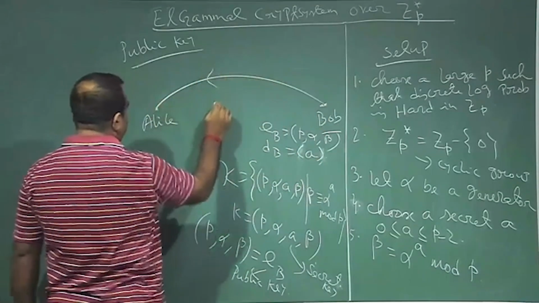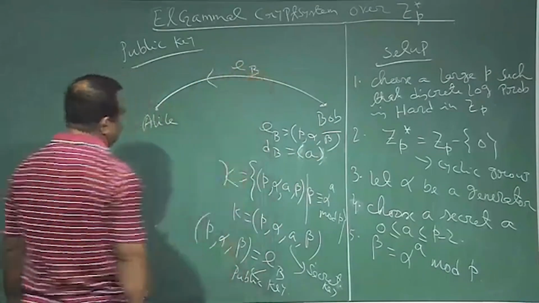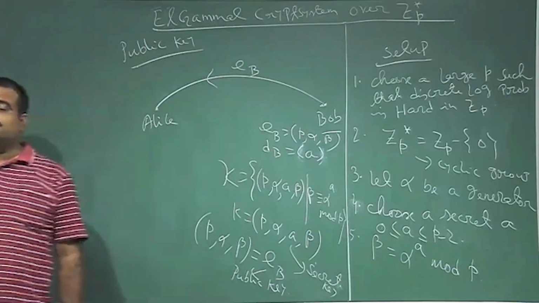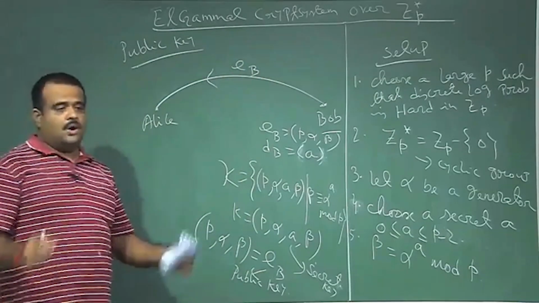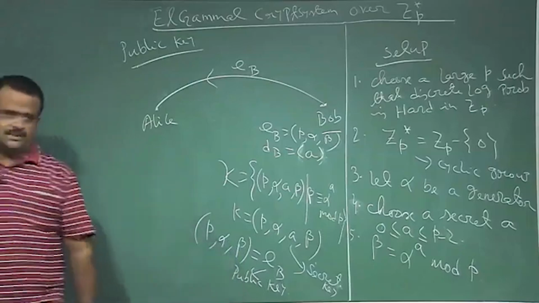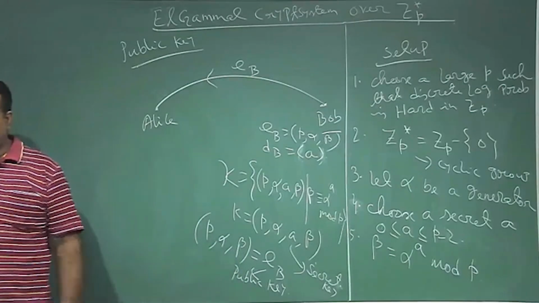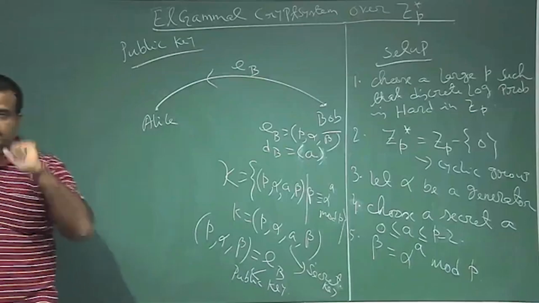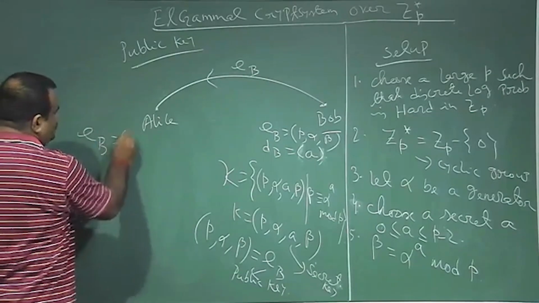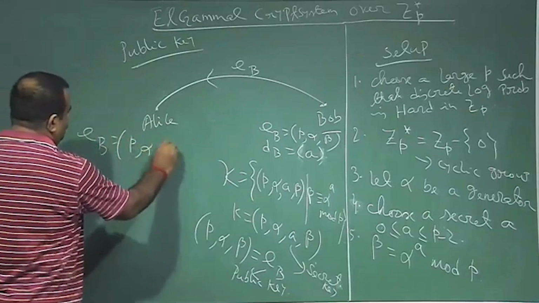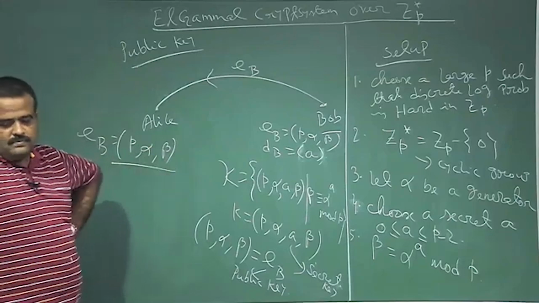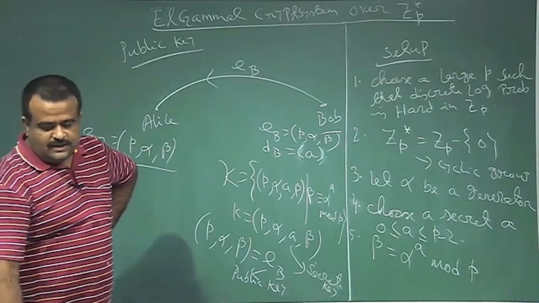So Bob sends this EB over the public channel to Alice, because Alice wants to send a message to Bob. So Alice needs to get Bob's public key in order to send an encrypted message to Bob. So this is EB, which is basically P alpha beta, Bob's public key. Now what is the encryption?